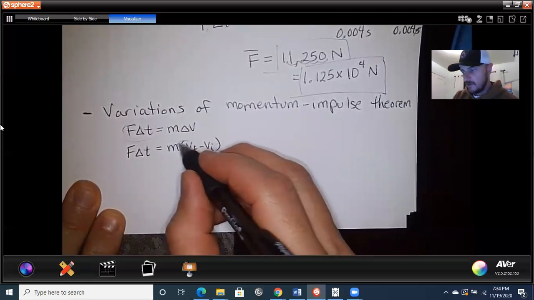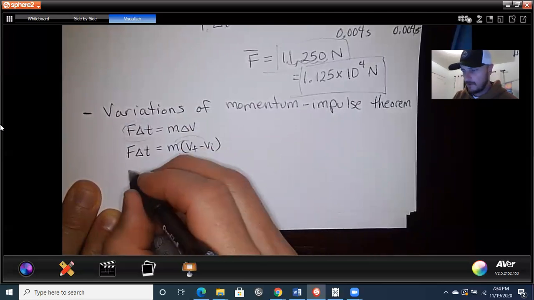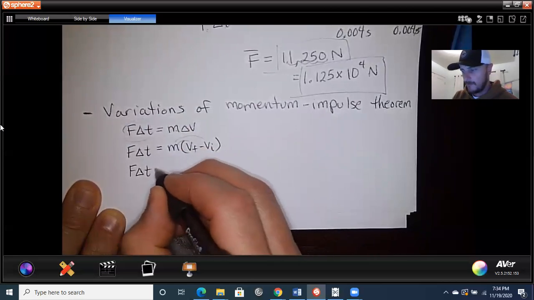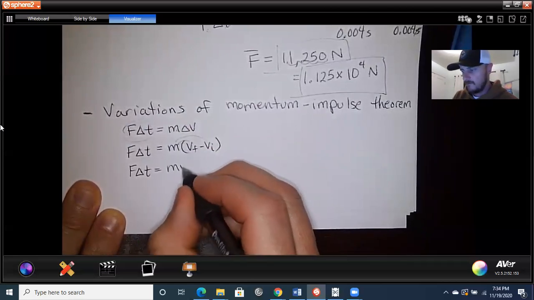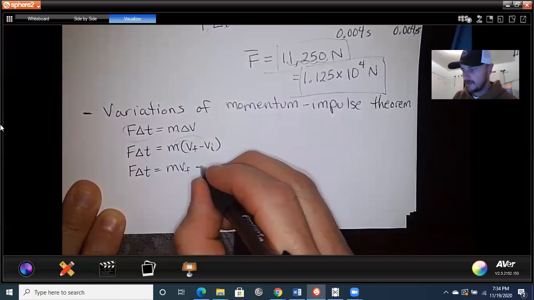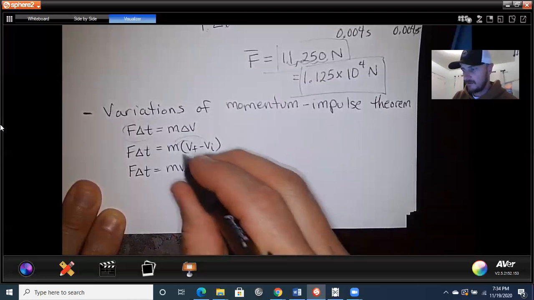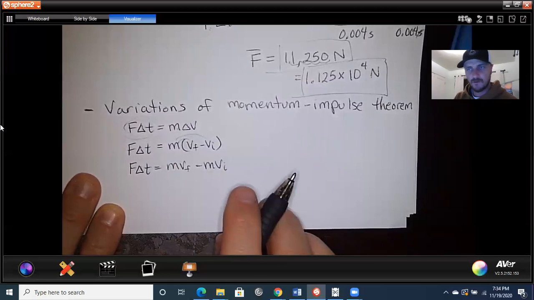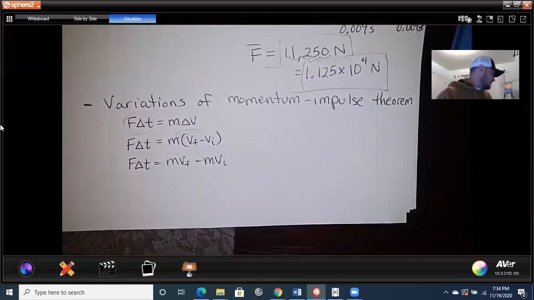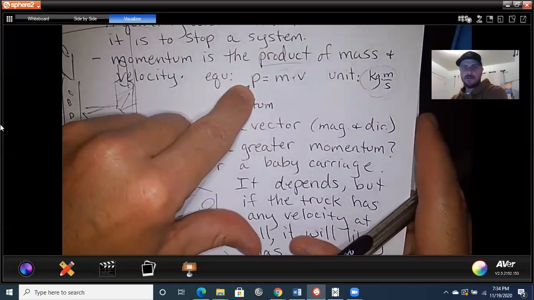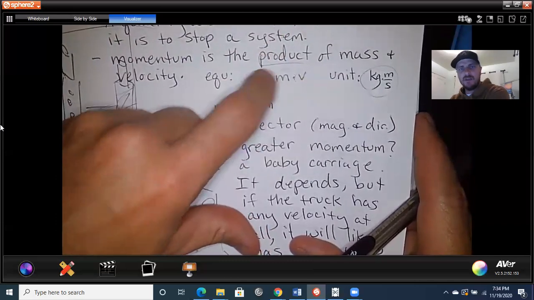Now let's distribute our mass to both of these, and I would get F delta T equals mVf minus mVi. I would distribute my mass to both. Hey, what is a mass times a velocity? Oh yeah, it's a p. It's a momentum, right? So an mv is a p.